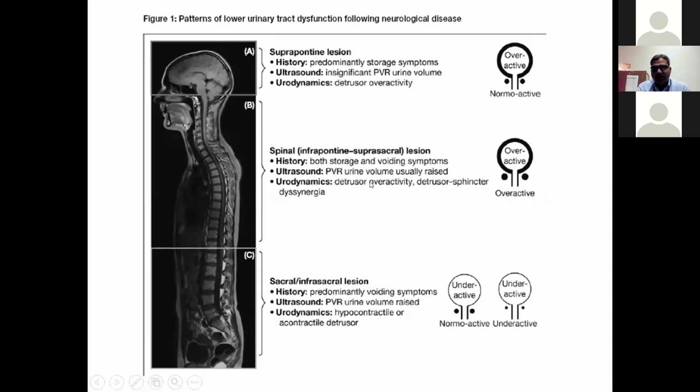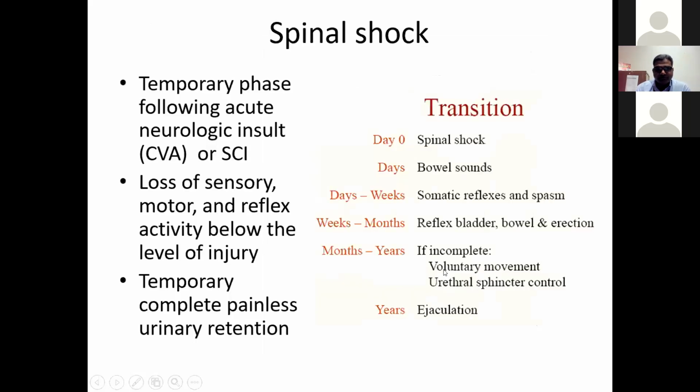Urodynamic studies show DSD as well as detrusor overactivity. So this shows that both the sphincter as well as the detrusor are overactive. At the sacral and infrasacral level lesion, there will be predominantly voiding symptoms because of an areflexic bladder. Post-void residual volume will be raised on ultrasound, and the urodynamic study will show a hypocontractile or acontractile bladder.